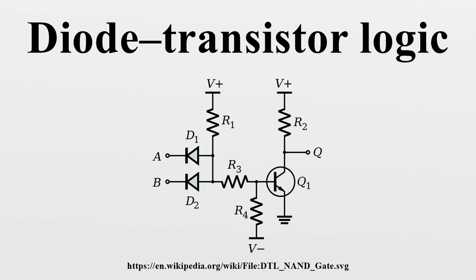If either or both inputs is low, then one of the input diodes conducts and pulls the voltage at the anodes to a value less than about 2 volts. R3 and R4 then act as a voltage divider that makes Q1's base voltage negative and consequently turns off Q1. Q1's collector current will be essentially zero, so R2 will pull the output voltage Q high.